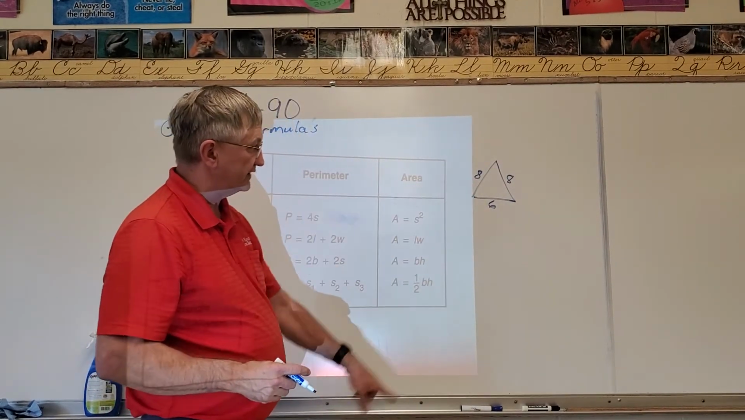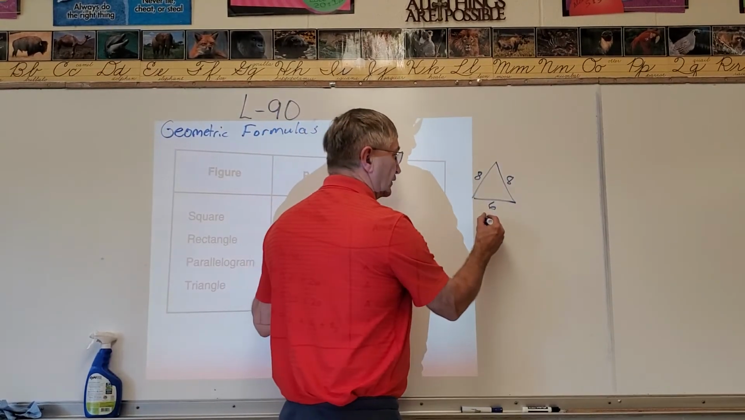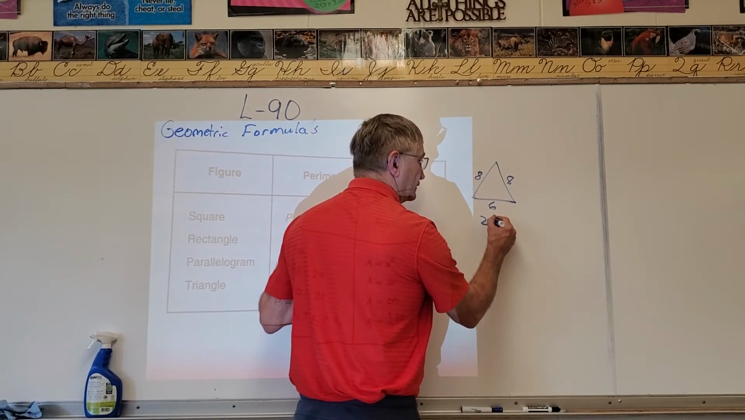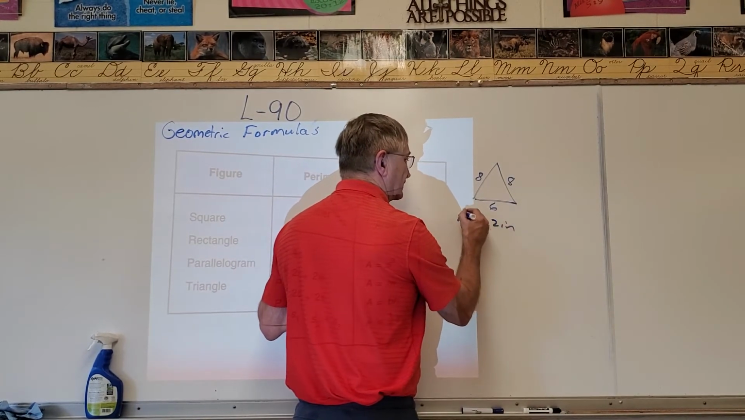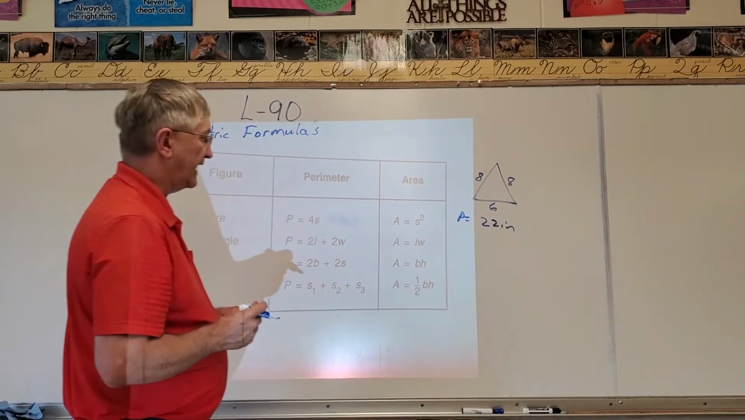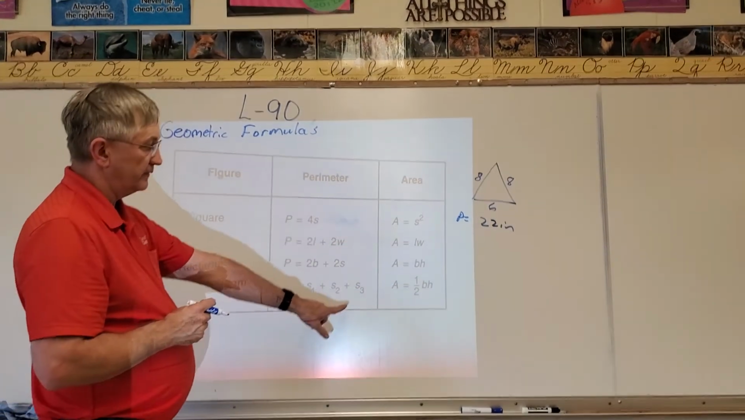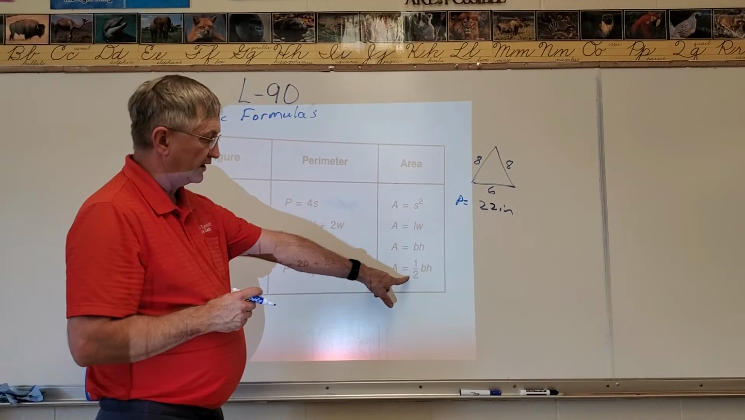6 plus 8 is 14. 14 plus 8 is 22. All right, inches. So that equals the perimeter. So adding them up, just like they said here. Now the area formula, we just learned this a week ago.